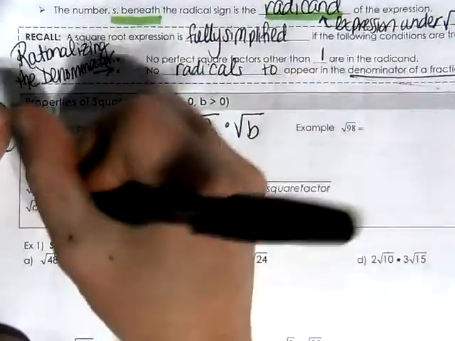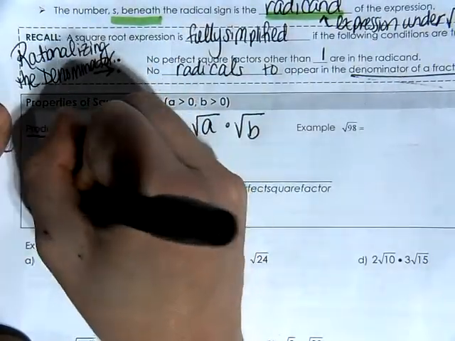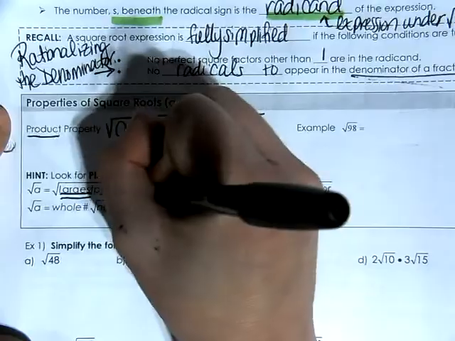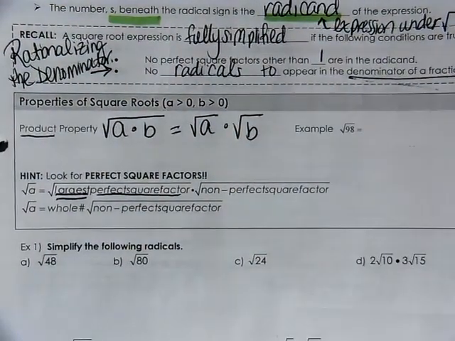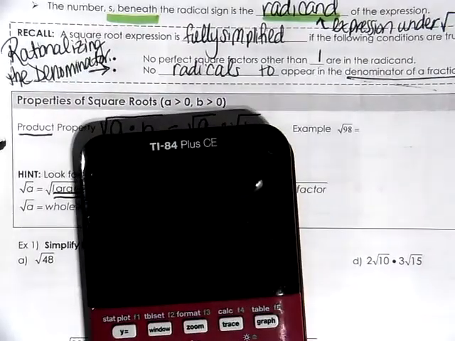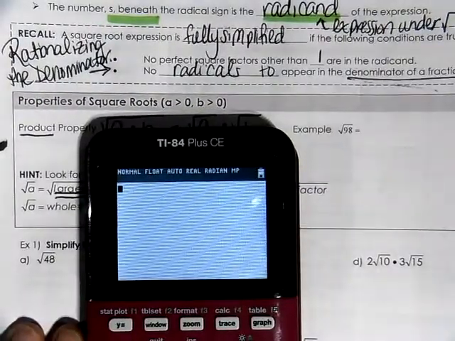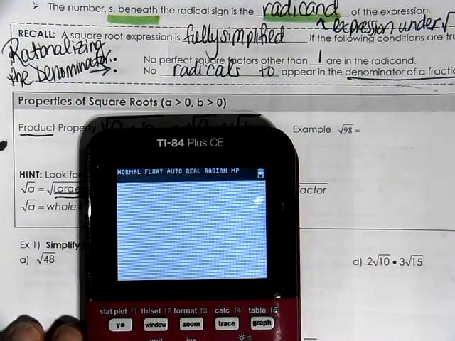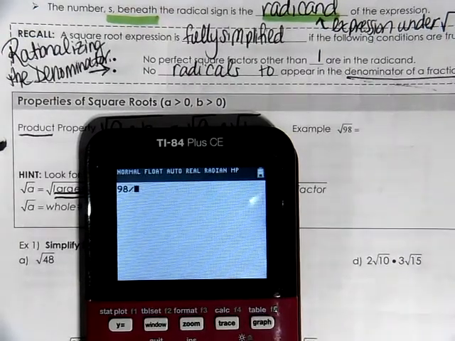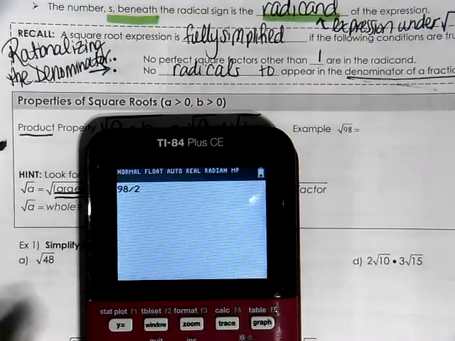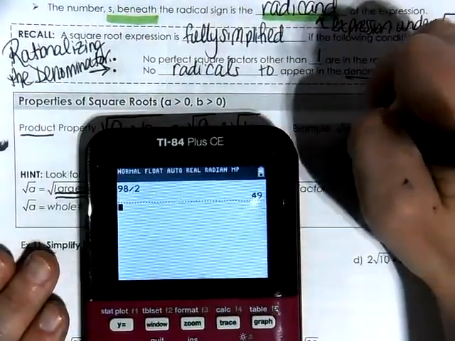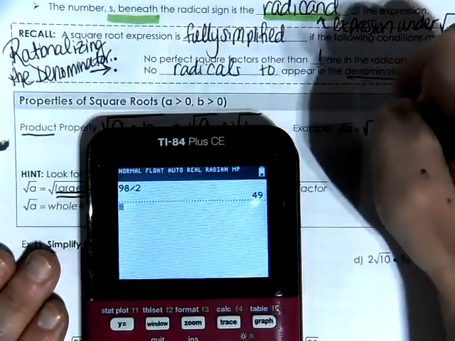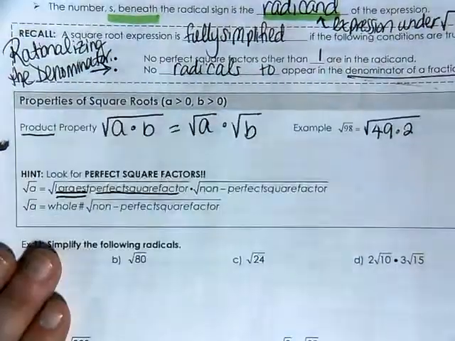More specifically, you want to look for the largest perfect square factor that can go into this number. So whenever I'm thinking of 98, I'm going to see if I can make 4 work, 9 work, 16, 25. Let's go 98. I don't know much about 98, but I do know maybe it's divisible by 2. Look at that, 2 and 49.